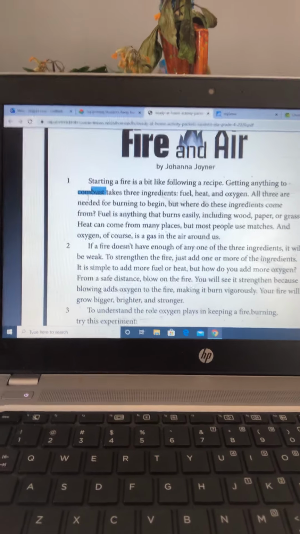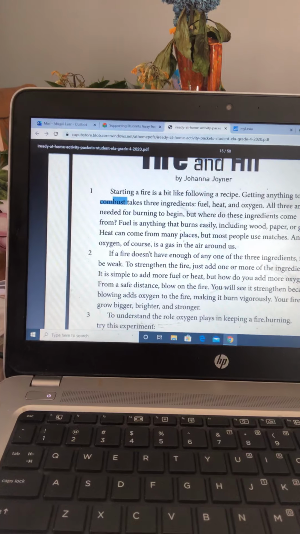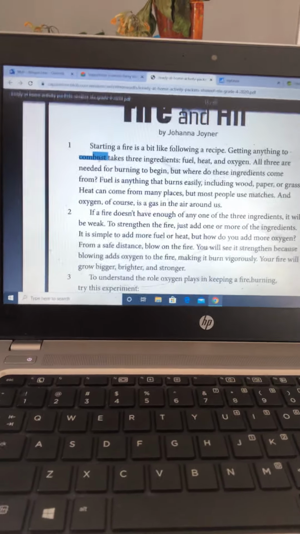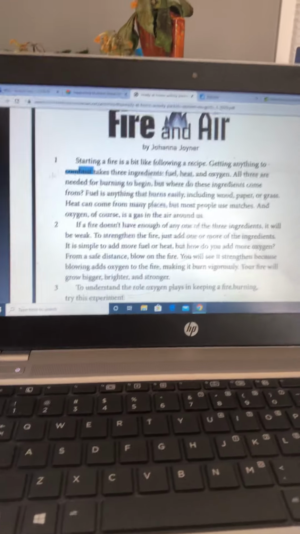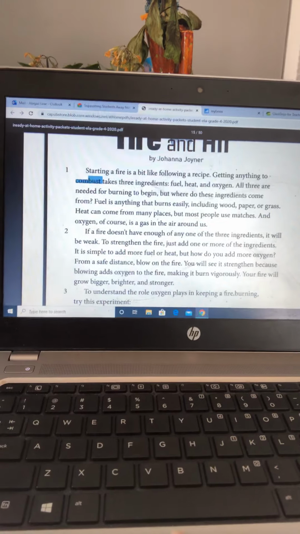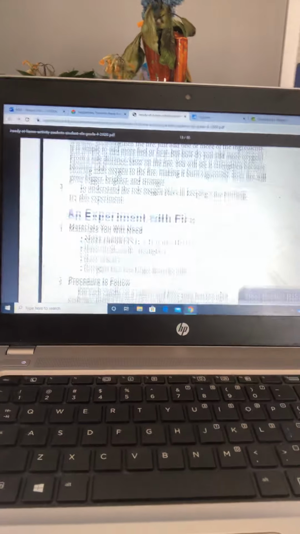Burn. Fire. Getting anything to... what can we put there? To be set on fire. I like that. Getting anything to be set on fire takes 3 ingredients. Does that make sense? Yes, Miss Lear.